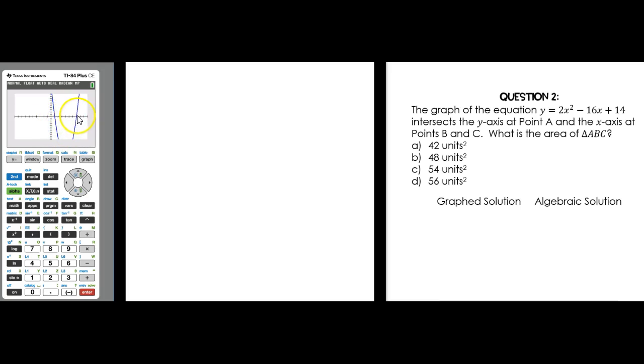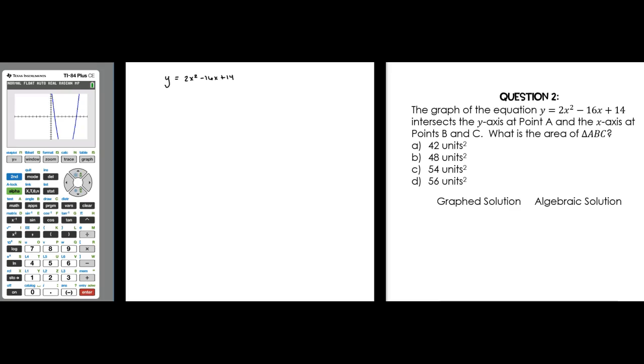Now we can definitely see where the graph crosses the x-axis, but we can't quite see where it crosses the y-axis. So rather than relying on the calculator for this, let's do a little bit of algebra here. Let's think about the meaning of the y-intercept. We know that the function y equals 2x squared minus 16x plus 14 describes this parabola, but what we really want to know is where this is crossing the y-axis.